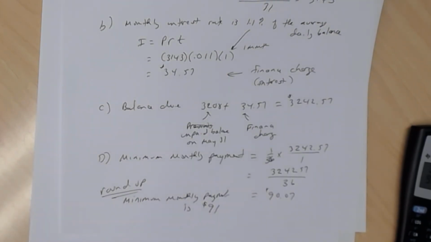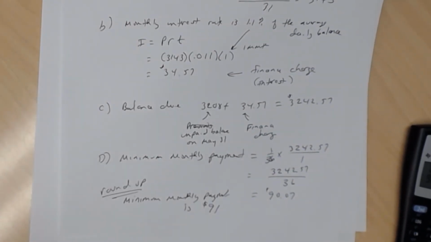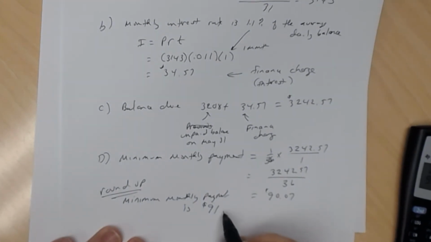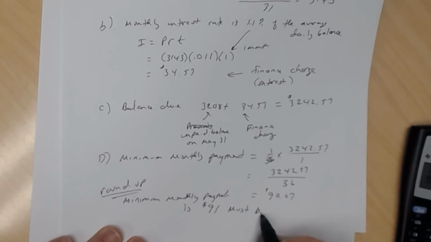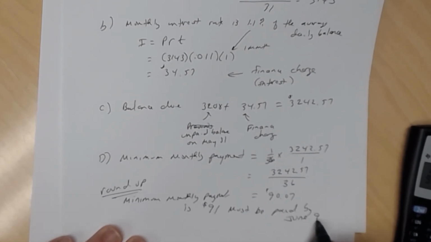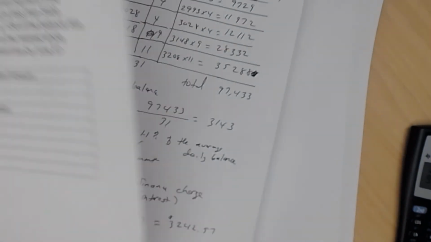And that amount is due on June 9th. That amount's due on June 9th. It must be paid. The minimum monthly payment is $91, and it must be paid by June 9th. Okay, so that's the first example. All right, let's take another example just like this.